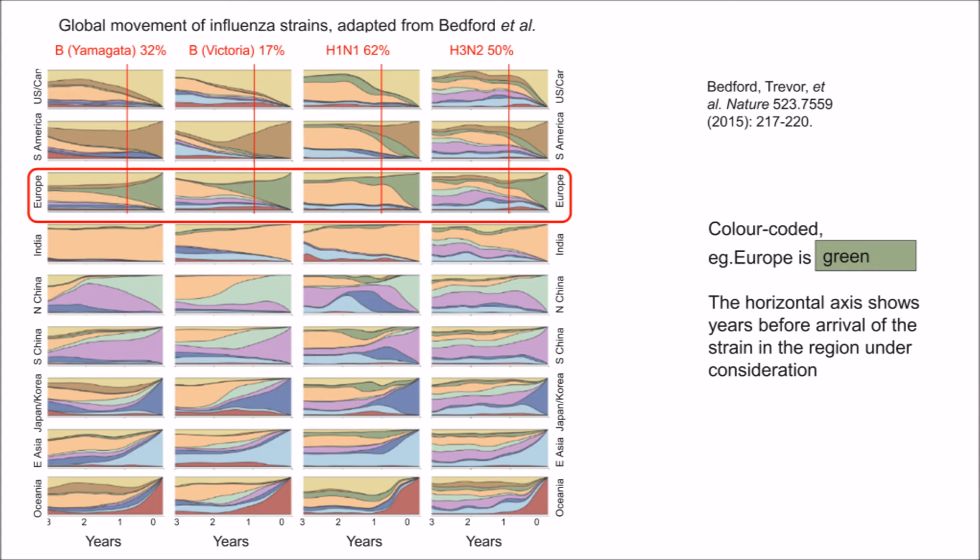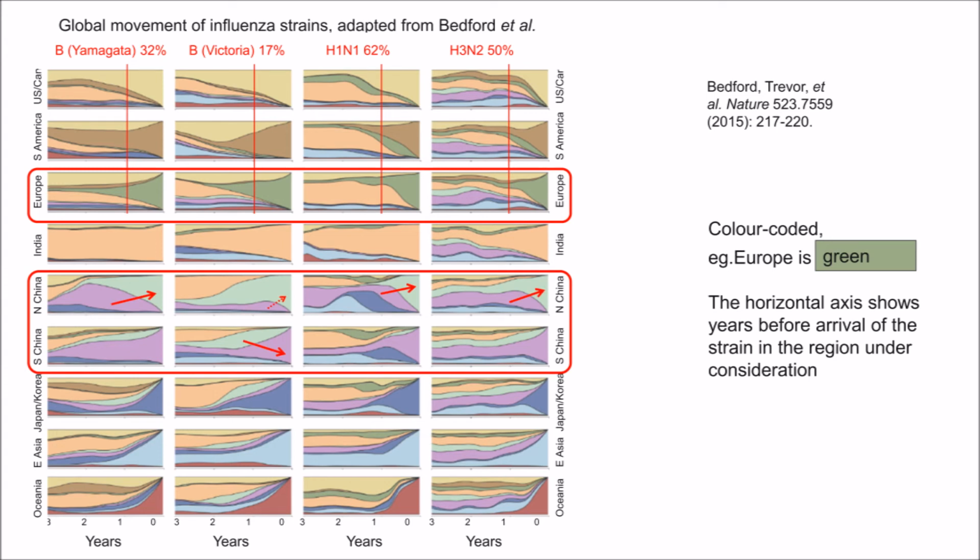So if you look at Europe, for example, a large proportion of the 4 different types were in hot places a year before. In the case of H3N2, roughly 50% of the strains came from hot places just 1 year earlier. And it's also interesting to look at North and South China.